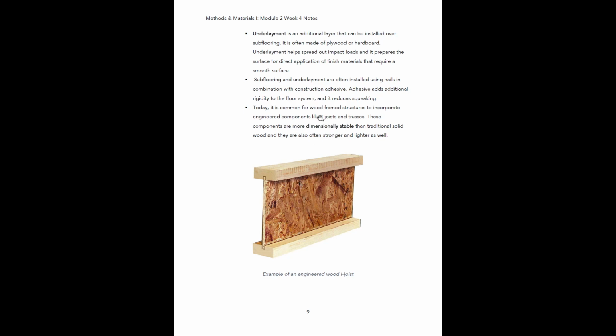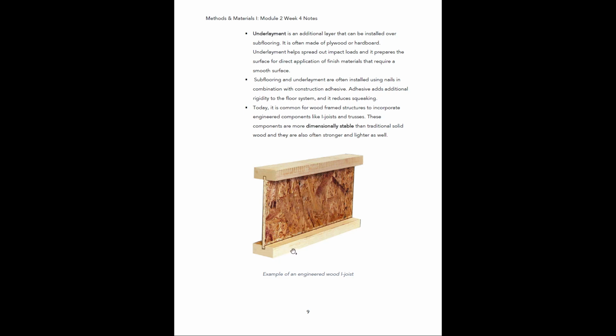Today it's common for wood frame structures to incorporate engineered components like I-joists and trusses. We talked about these last week, but these components are more dimensionally stable than traditional solid wood, and they also often are stronger and lighter as well. All right.